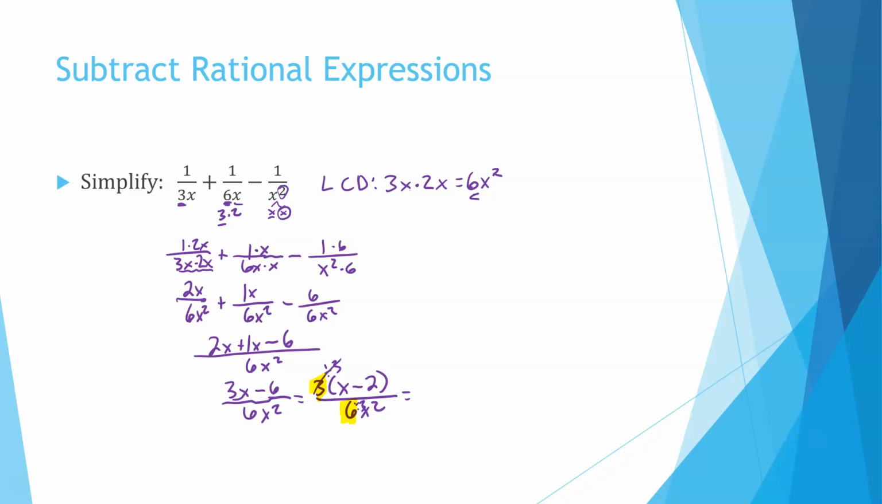3 divided by 3 is 1, so that's just going to go away. So I'm left with x minus 2 on top, and 6 divided by 3 is 2, so it's over 2x squared. Okay, so that's my simplified form. Don't forget to add those domain restrictions. X just can't be 0 because there were only x's in the denominators. Okay, so that's just looking at an example where you have more than one.